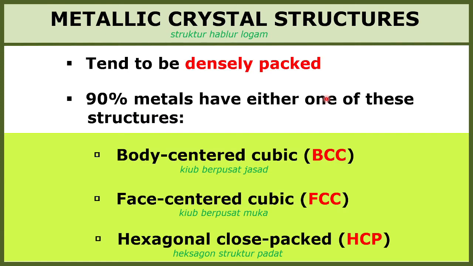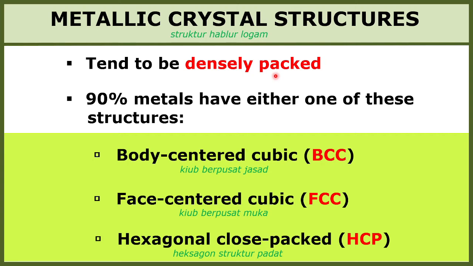Okay, there is the metallic crystalline structure. Almost all metal tend to be densely packed. Okay, why is it densely packed? It's because first, sometimes there is only one element present, so all atomic radius is the same. So it will automatically arrange by itself in the most dense way.